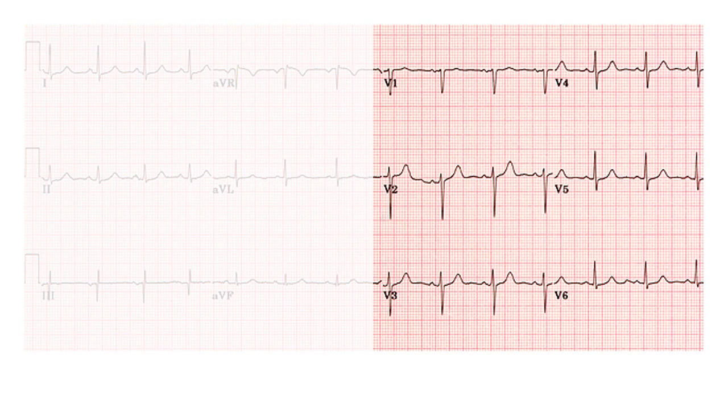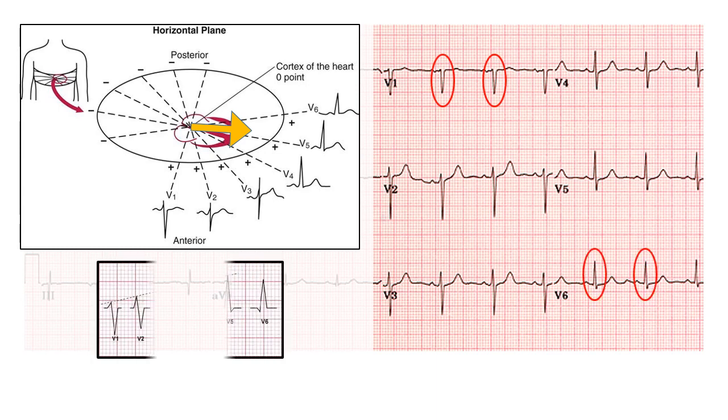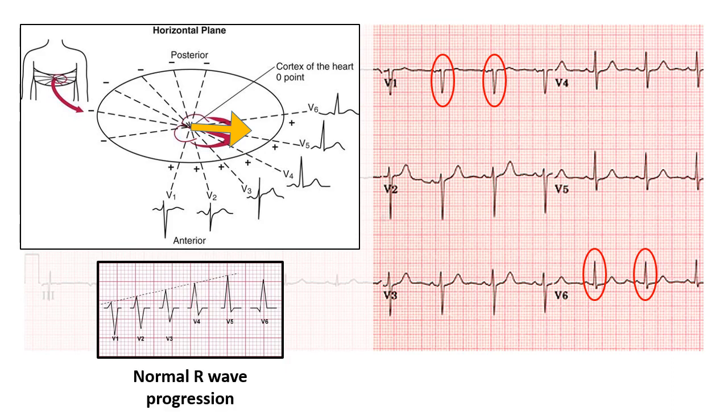Similarly, consider chest leads V1 to V6. This is a wave of depolarization which is going towards V5 or V6. So the net QRS complex in V1 is negative, which becomes positive as you move towards V6. Just observe the progression of R waves. And this is termed normal R wave progression.